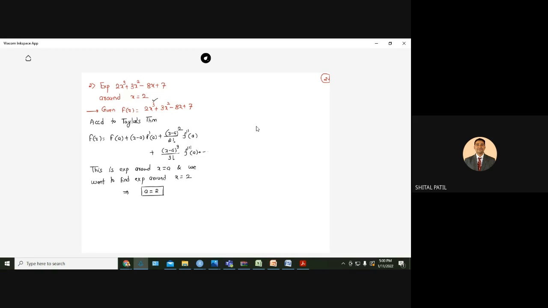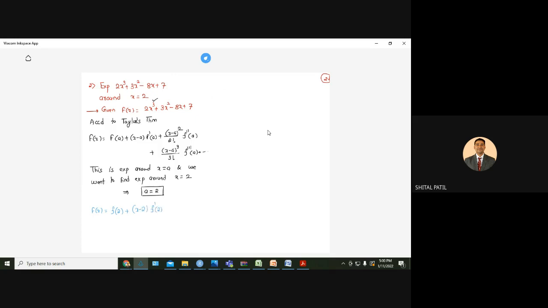Finding this a is very important. Many times students make mistakes while finding this a. Instead of writing a equal to plus 2, they write a equal to minus 2, so you'll get a wrong answer. You can cross check it: substitute a in the above relation and you will get whether it is expansion around x equal to 2 or x equal to minus 2.